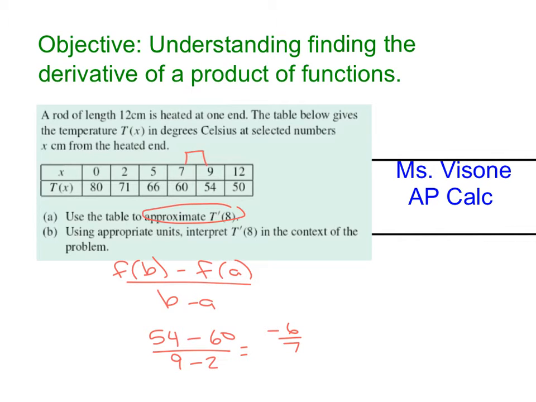And then, let's see, my x. A length of rod is heated at one end. The table below gives the temperature in degrees Celsius. So it's degrees Celsius per centimeter. That represents the average change in degrees Celsius for every centimeter heated, right? So it's the average change in degrees Celsius per centimeter at 8 centimeters. So it's just the average change, basically.